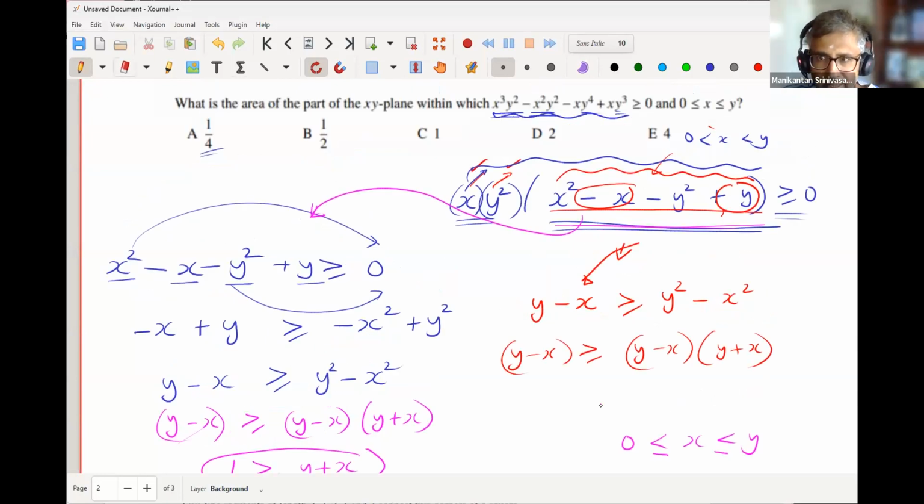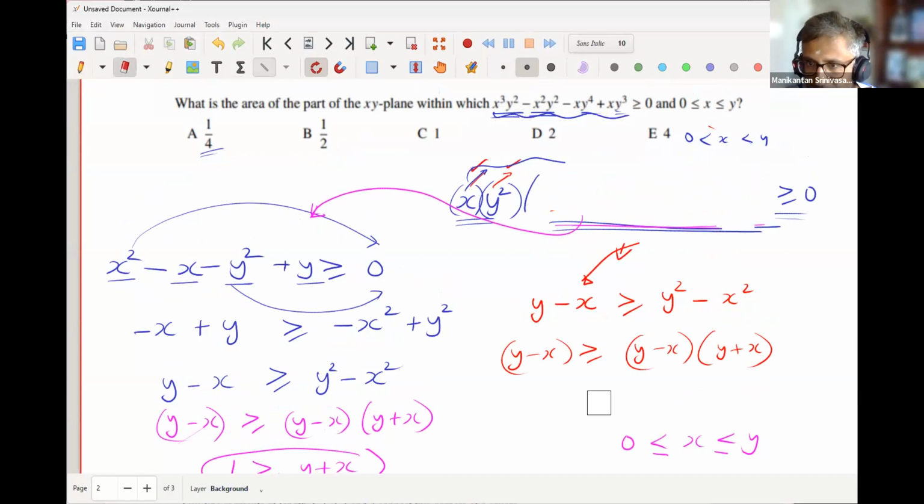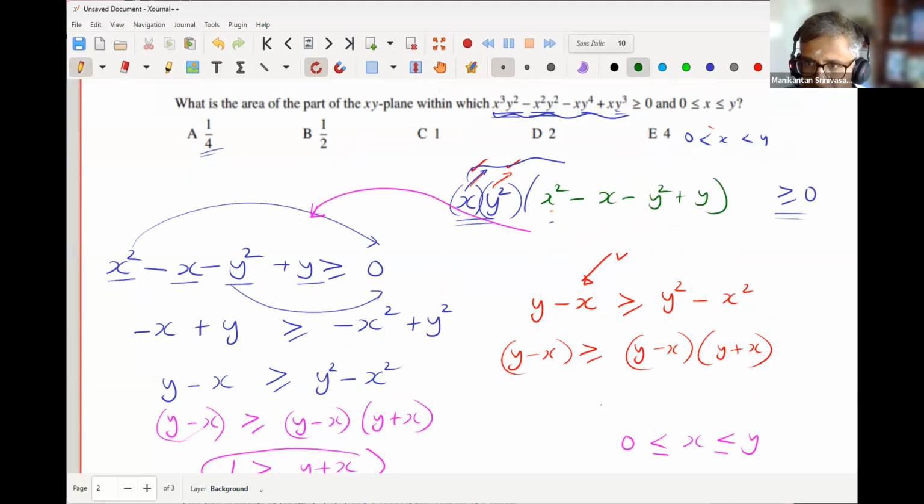If y equal to x, I'll rewrite this quantity again. So what is this quantity? x square minus x minus y square plus y. If x equal to y, anyway this quantity will be 0. So every point on the line y equal to x will be counted in the solution set. Do you agree, Navya? Navya, are you with me?